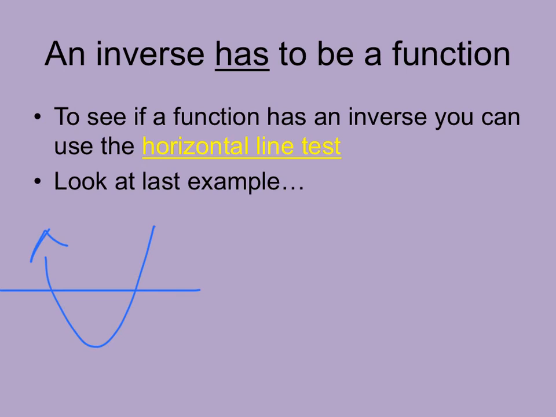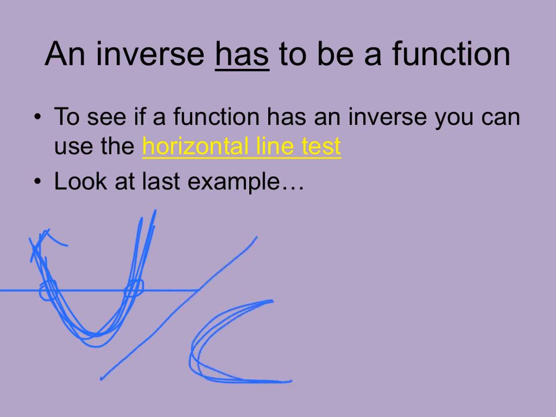Because my graph is going through 2 points when a horizontal line is drawn, that tells me that even though this is a function, okay, so this is fine, there is no inverse function because it fails a horizontal line test. And that should make sense because I'm going to flip it over this line, so it's going to turn out to be sideways each time.